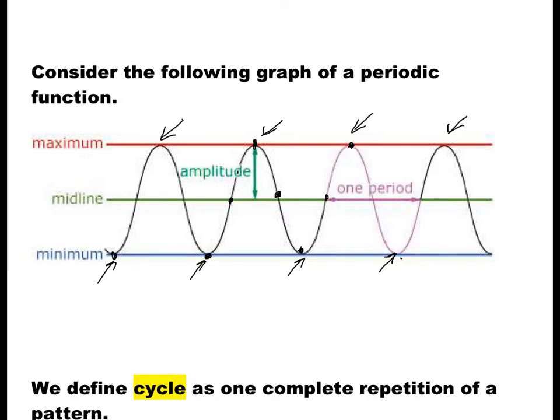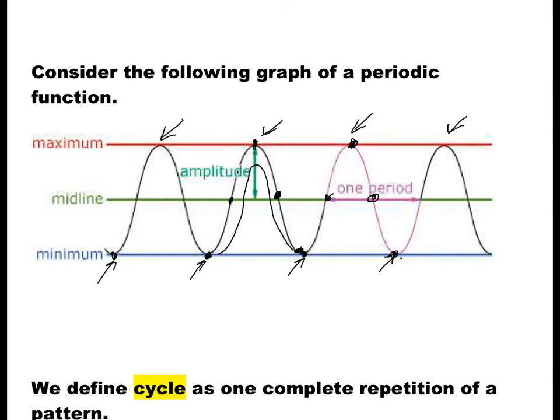We define a cycle to be a complete repetition of one pattern. For instance, here it starts from 0, goes to the midpoint, then goes to a maximum, comes back to a midpoint, and then gets back to minimum. This is called one cycle of this function. Now, if you look at the next cycle, the same thing happens. We start from 0, midpoint, maximum, midpoint, and 0 again.